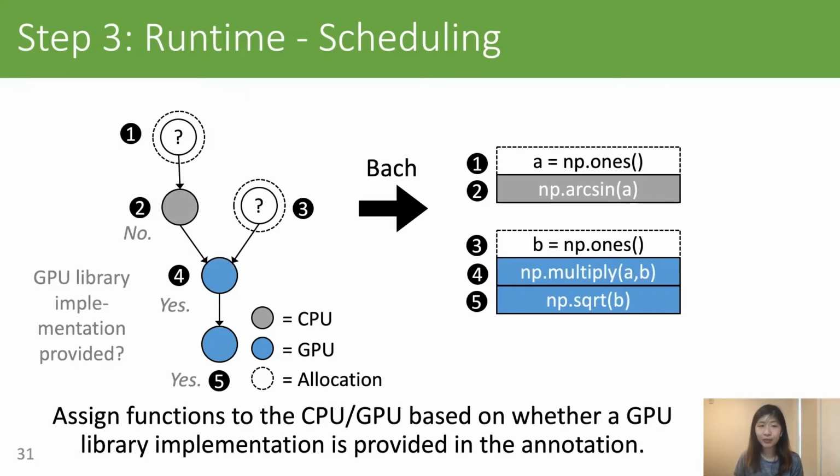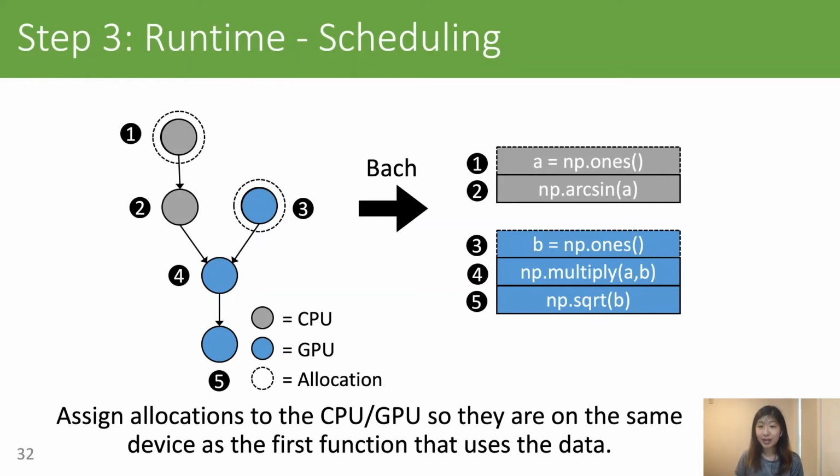Next, Bach assigns each function to either the CPU or the GPU based on a naive scheduling algorithm. The algorithm is, if the function has a function annotation with a GPU library implementation, then Bach will assign the function to the GPU. Otherwise, it assigns it to the CPU. In this case, since we didn't annotate the arcsin function earlier with the GPU function, it gets assigned to the CPU. However, since multiply and square root do have function annotations, they get assigned to the GPU. Our scheduling algorithm is not meant to be optimal and definitely has room for improvement, but it was sufficient for our workloads.